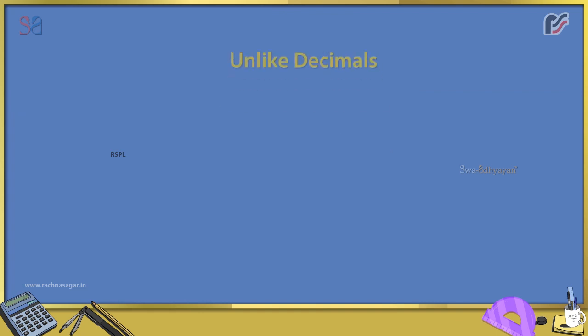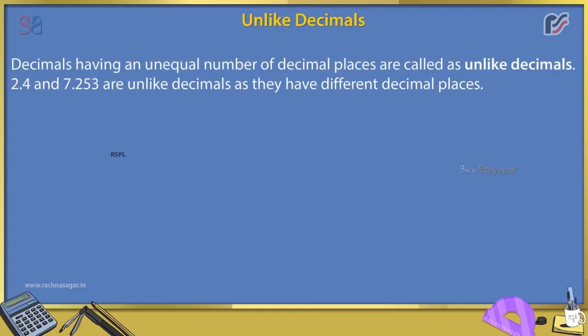Unlike decimals. Decimals having an unequal number of decimal places are called unlike decimals. 2.4 and 7.253 are unlike decimals, as they have different decimal places.